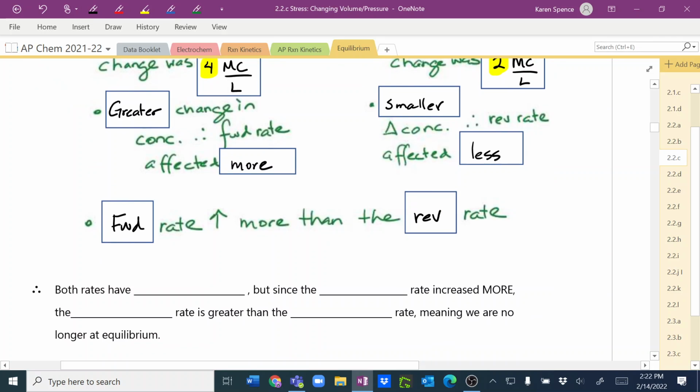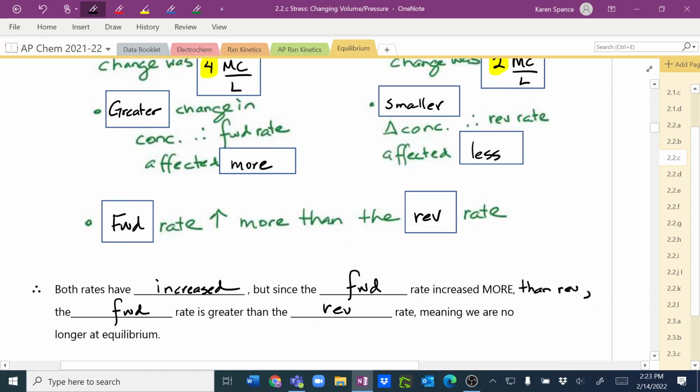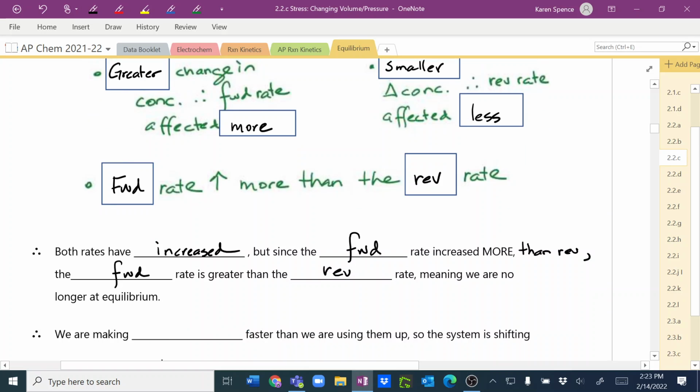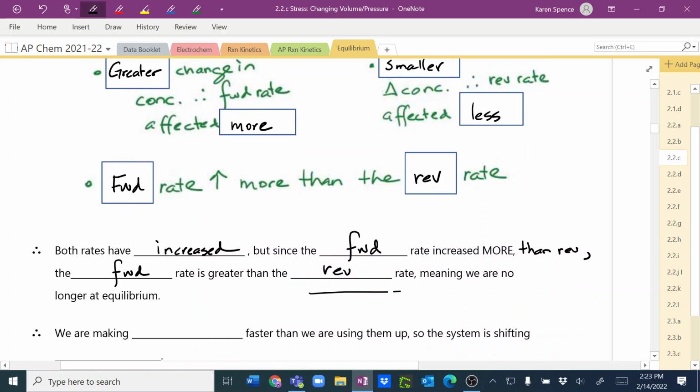So what has happened to both rates? They have both increased, but since the forward rate increased more than the reverse, I'm going to put that in here. The forward rate is therefore greater than the reverse rate, meaning we are no longer at equilibrium. We now have a forward rate greater than our reverse rate.